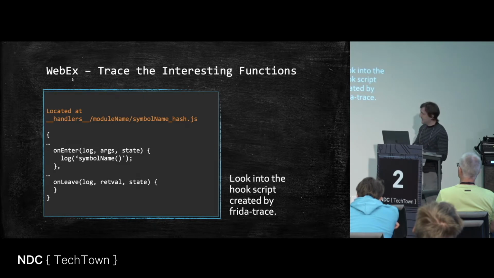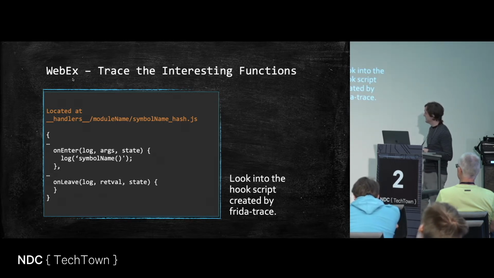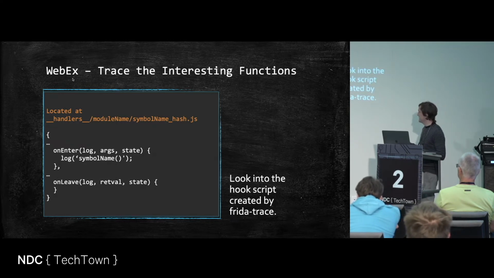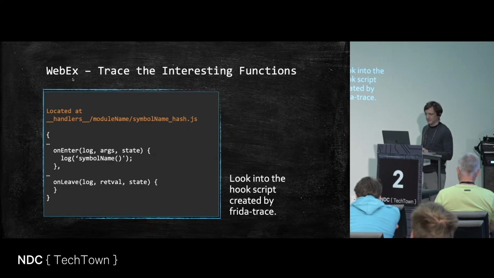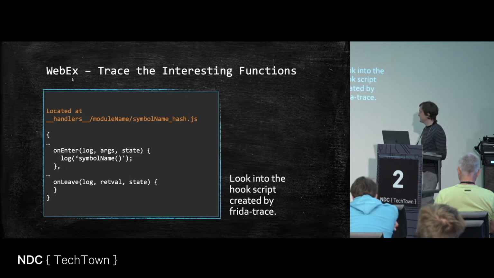All right. Cool. So inside the handler file is basically just a JavaScript object. Inside the object are two functions. There's onEnter, which basically captures the arguments that were sent to the function that's being hooked. And then there's onLeave, which captures the return value before it ends the function.